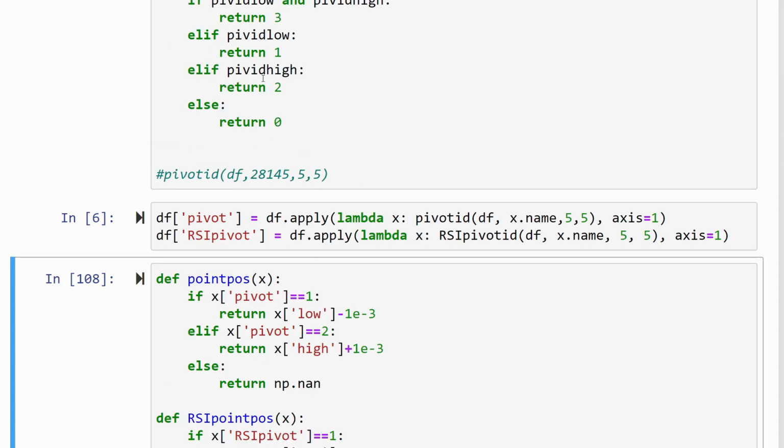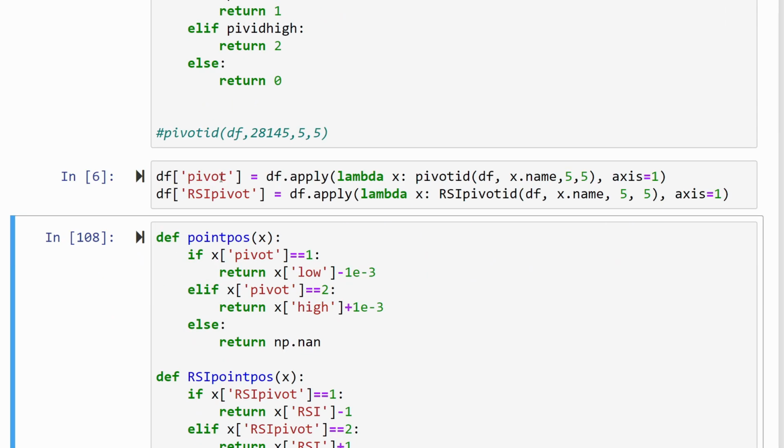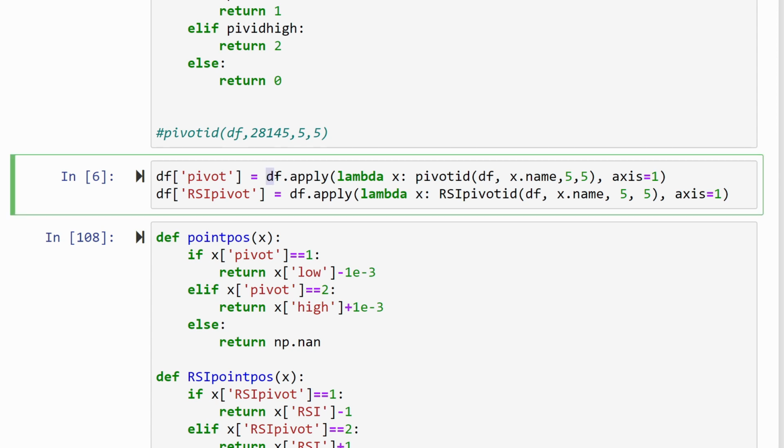Is it a pivot high? Is it a pivot low? Is it neither, or is it both? So we are putting all of this in a new column in the data frame, and we are applying the function pivot ID that we have previously defined on the current row using 5 by 5. So I'm taking 5 candles before the candle of interest and 5 candles after the candle of interest. You might want to consider experimenting on these if you don't like the results.